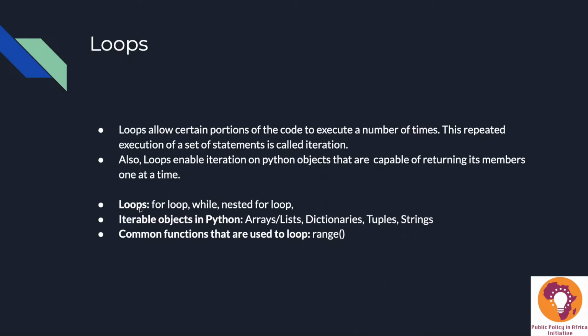We have a couple different types of loops. There are for loops and while loops. And then, of course, we can nest loops. Like we've talked about in previous lectures with conditionals, you can nest loops as well, and you can nest conditionals and such inside of loops. As mentioned, iterable objects are objects that you can iterate over and return their members one at a time. Some iterable objects are arrays and lists, dictionaries, tuples, and strings. And you can also create some of your own iterable objects as well.